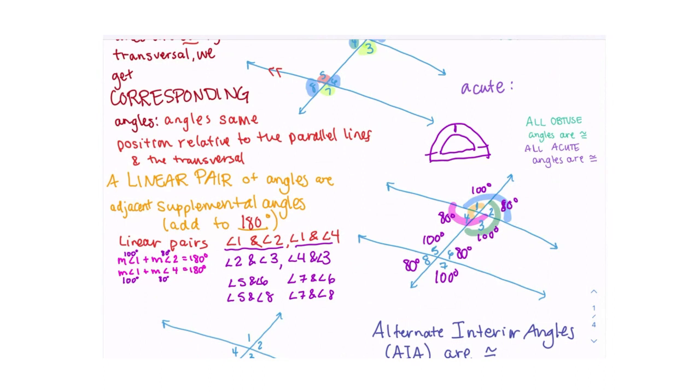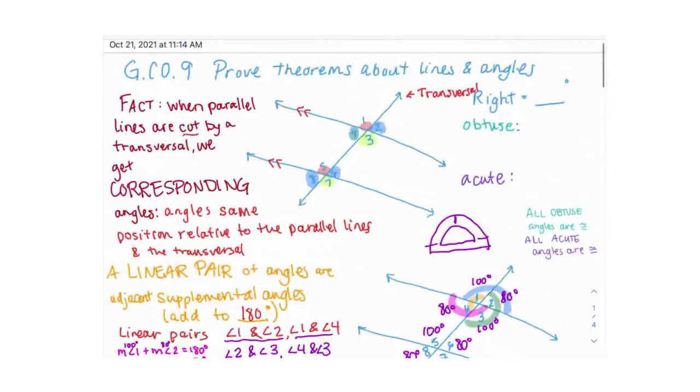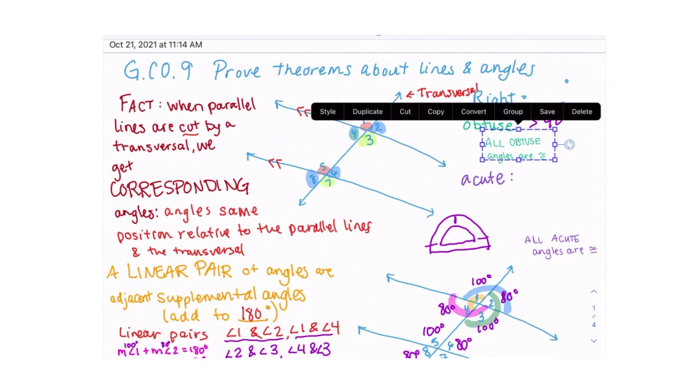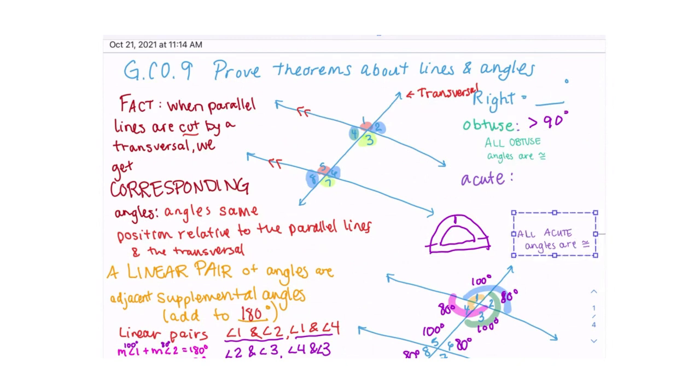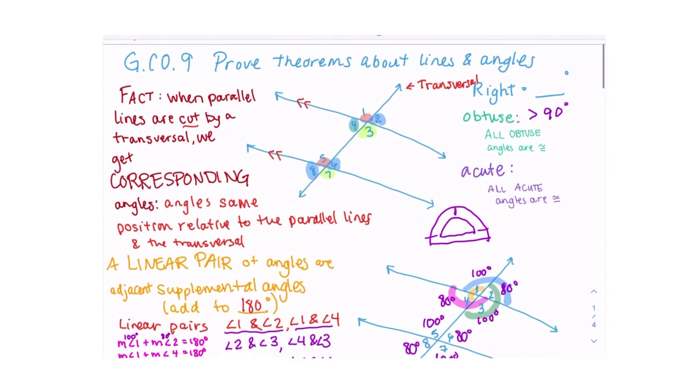Okay, and that leads us to this point: obtuse means greater than 90 degrees. And if you have this situation, then all obtuse angles are congruent. So that's what I put right here. Let me slice it and put it up here. All obtuse angles are congruent. And similarly, all acute angles are congruent. Congruent means they have the same measure, the same length.